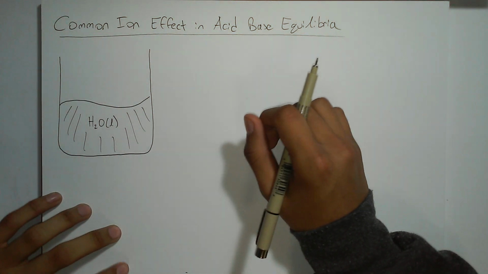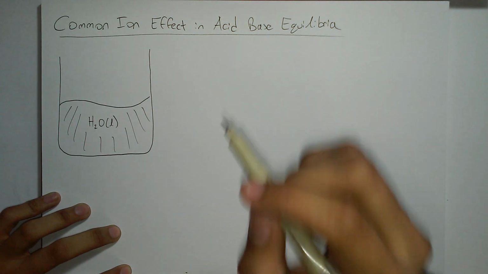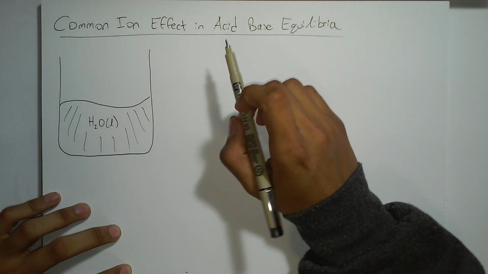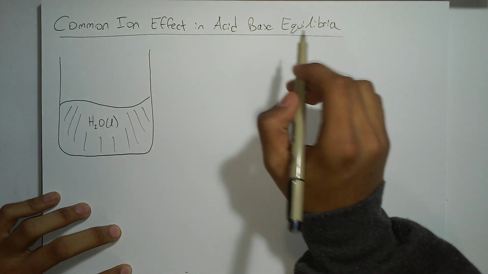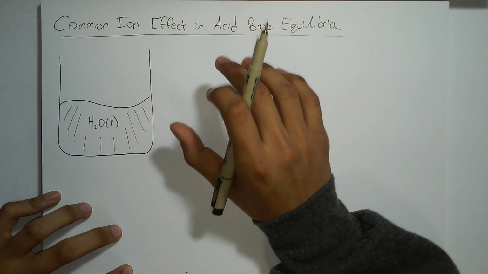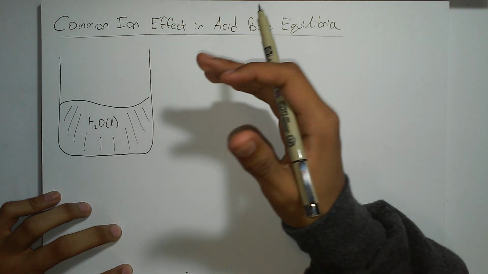Now today I'm going to be covering Chapter 17, which is called Additional Aspects of Acid-Base Equilibria. Specifically, the main focus of today's video is Section 1 of Chapter 17, which is called the Common Ion Effect in Acid-Base Equilibria. Now before I actually get into this section of Chapter 17, I just want to review something that we learned from Chapter 16.